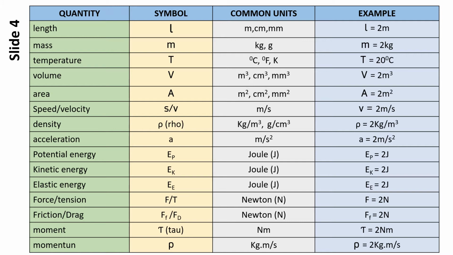Okay, so friction and drag force. You can use the F with an abbreviation, F sub F for friction force, F sub D for drag force. Moment is represented by the Greek letter tau. The unit is Newton meter. Momentum is represented by lowercase p, and the unit is kilograms times meters per second.